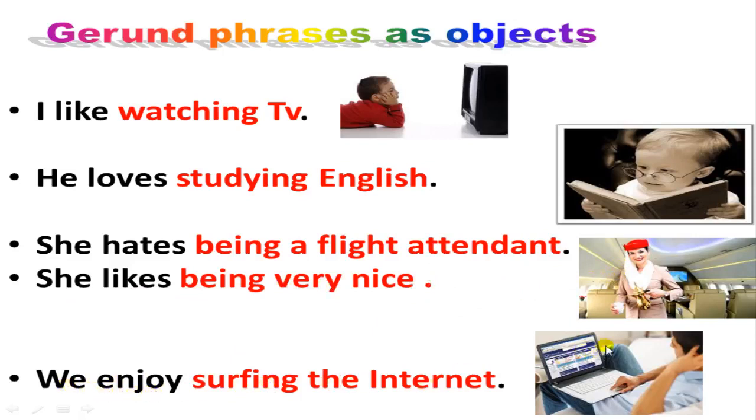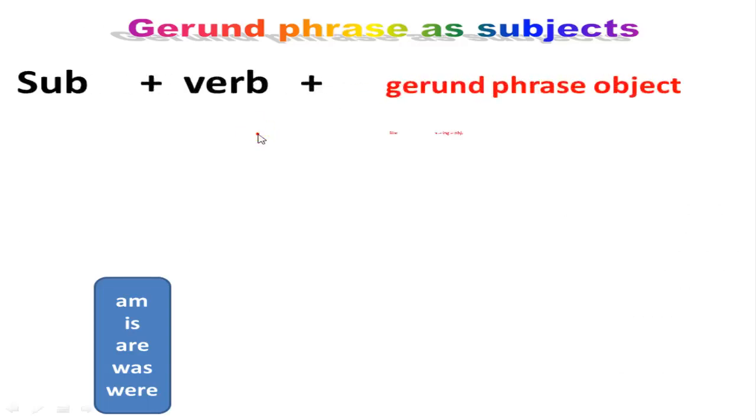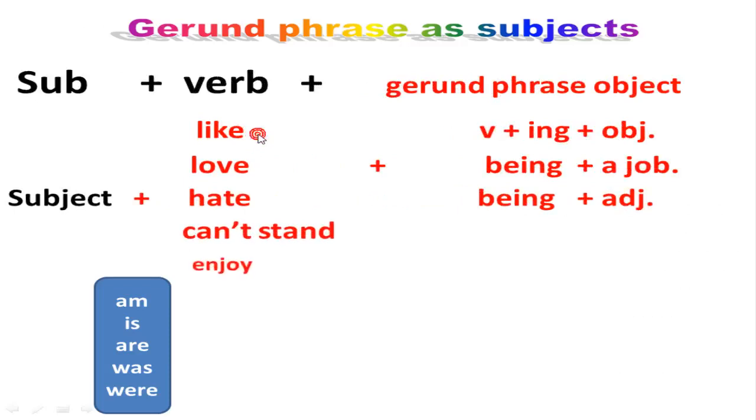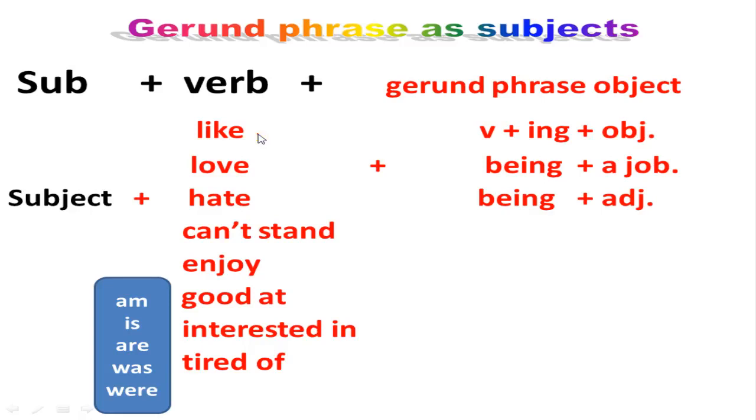We enjoy surfing the internet. We enjoy browsing websites. So here, gerund phrases as objects: we have verb plus ing, watching television, studying English; being plus a job, being a flight attendant; being plus an adjective, being very nice; surfing the internet, verb plus ing and a noun. It's an object because we have subject, verb, object. Sentence: subject, verb, object. But this object is going to be a gerund phrase object: verb plus ing.